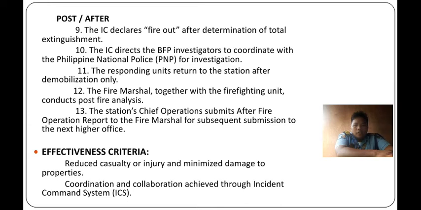13. The station chief of operations submits the after fire operation report to the fire marshal for subsequent submission to the next higher office. What is the effectiveness here? Criteria: reduce the casualty or injury and minimize damage to properties. Coordination and collaboration achieved through incident command system.